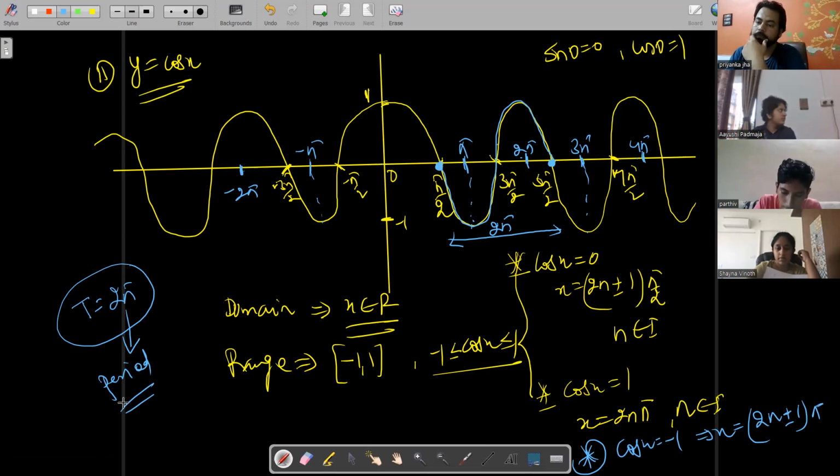Sir, can you explain that again? When cos is -1. See, cos is minus 1. You can see that at this point, cos takes minus 1 value. But it's the same value for cos x equals... Okay, understood. That's pi by 2. This is pi by 2.